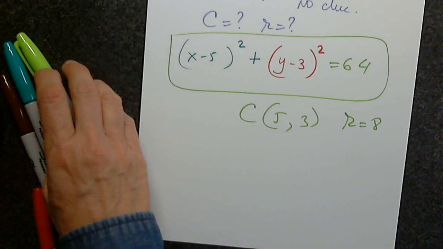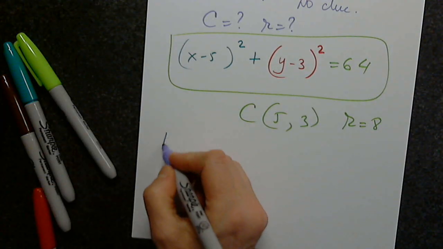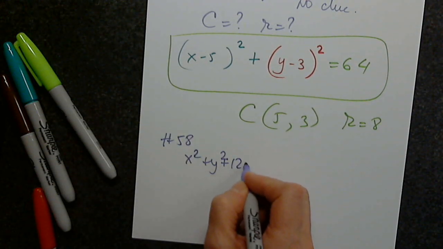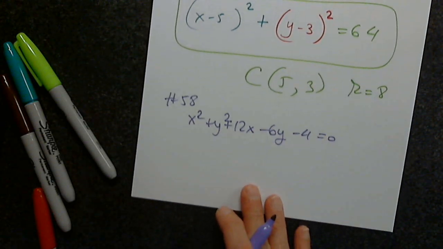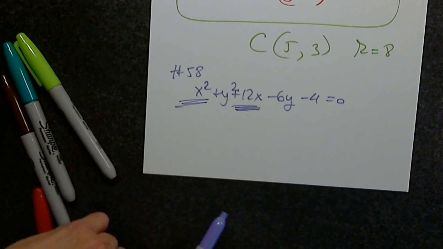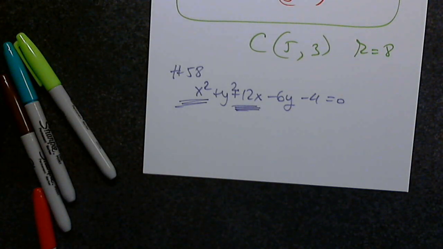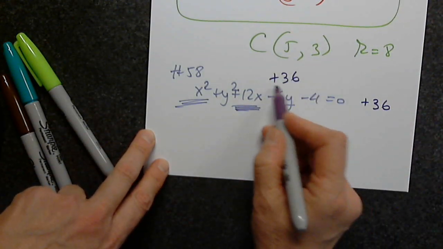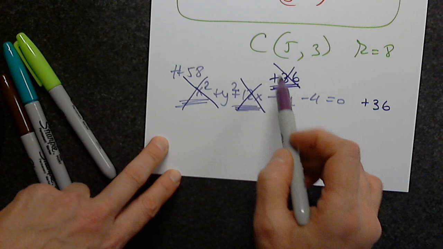So let's look at one more. Let's say number 58: x squared plus y squared plus 12x minus 6y minus 4 equals 0. What will you tell us to add to both sides for x squared plus 12x? Exactly. Now 1, 2, and 3.